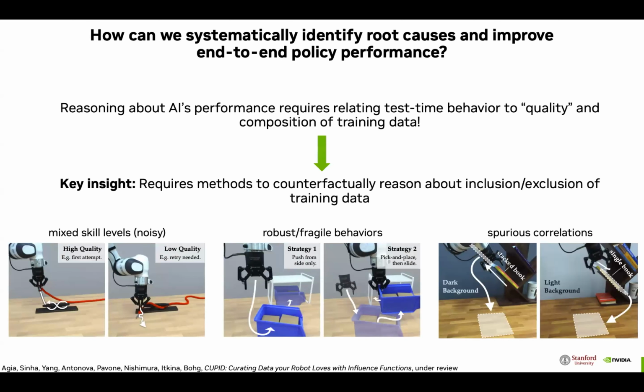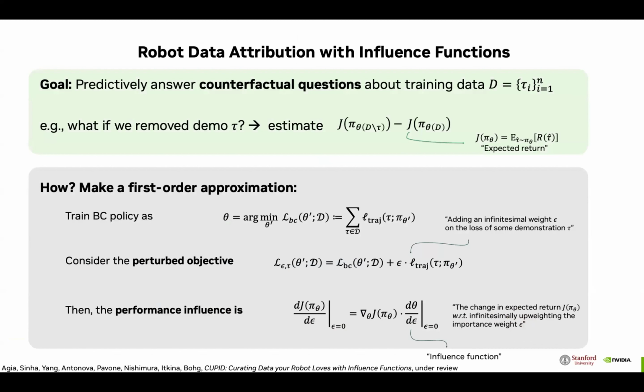So to systematically identify these root causes, our key insight is to develop methods to counterfactually reason about the impact of the inclusion or exclusion of training data with respect to policy performance. Concretely, we want to answer counterfactual questions about the training data, like how does the expected return change if we remove some demo from the training data? A process we refer to as data attribution.